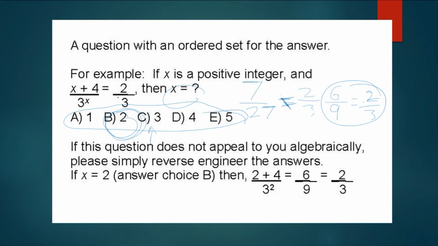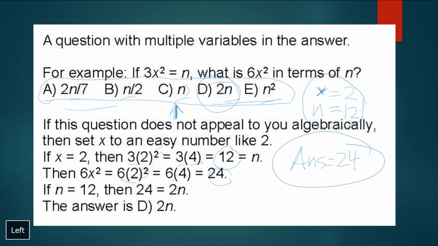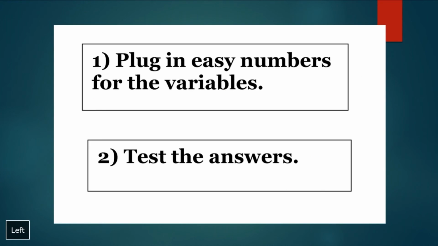Now, if you did want to solve this one algebraically, you would multiply these two by each other, and then these two by each other, and set them equal to each other, which is not so bad. But even there, that gets tricky. So anyhow, those are the two ways of getting through these types of questions. Plug in easy numbers for the variables, and remember the multivariate answer set is your key to that. And the other one, if you have an ordered set, is test the answers.